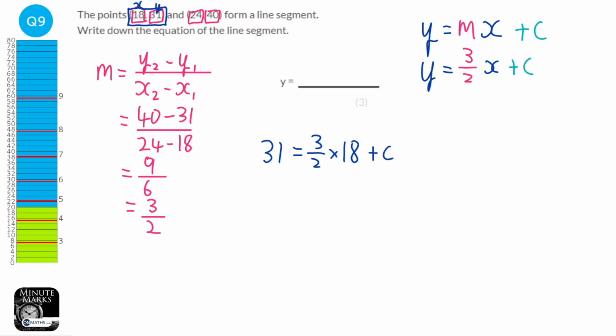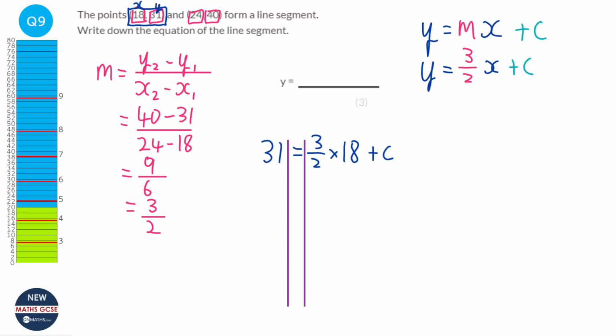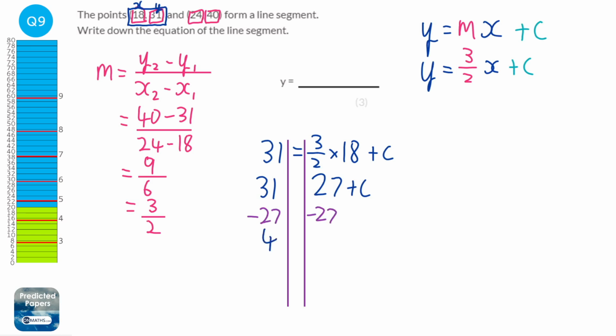And so all we need to do now is solve it. There's going to be quite a few components here. We're going to do 3/2 of 18 first of all. So 3 over 2 times 18, well, that's going to be 27. And then we're going to subtract 27 both sides. And when we do that, we get the fact that c equals 4.